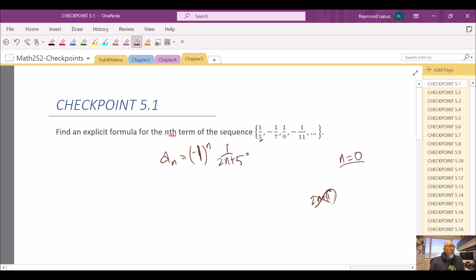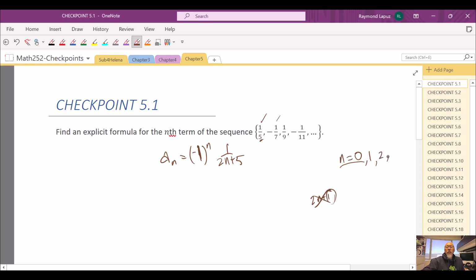And what we can do is we can check a few terms. Like when n is equal to 0, we're going to get positive and 1 over 0 plus 5, so 1/5. So that's the first one. When n is equal to 1, we're going to get negative 1 to the first power, which is negative 1. And then we're going to get 1 divided by 2 times 1, that's 2 plus 5 is 7. So that's the next one.